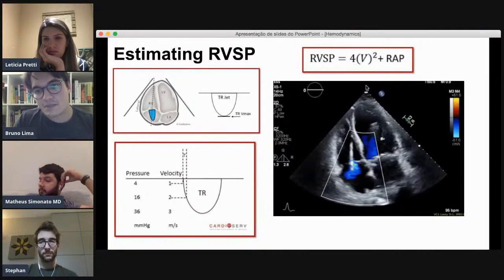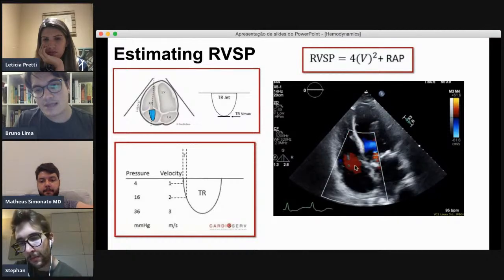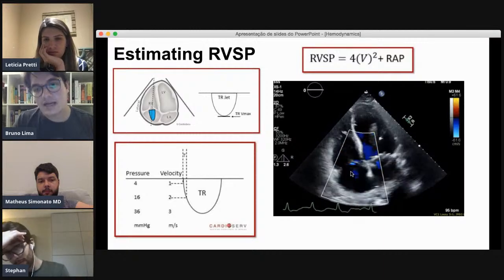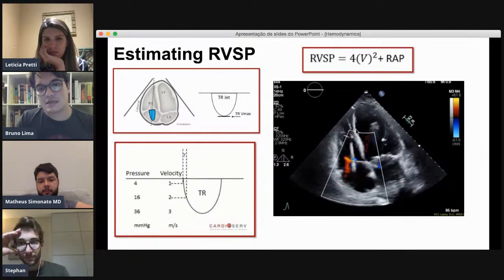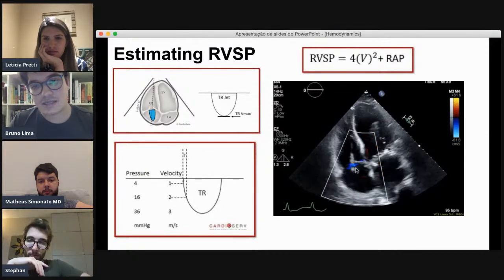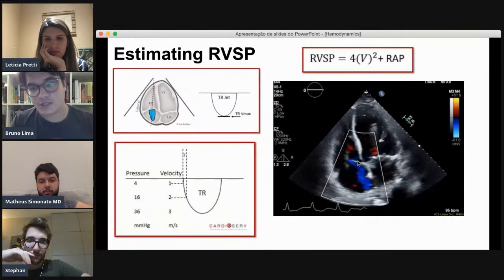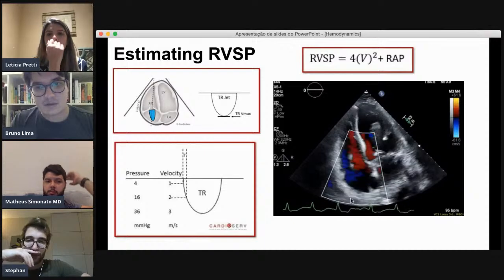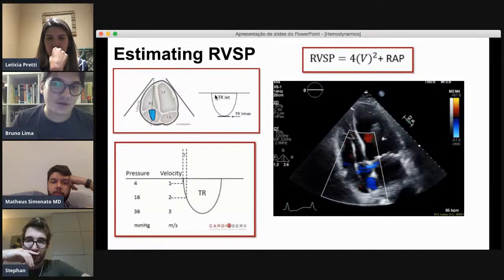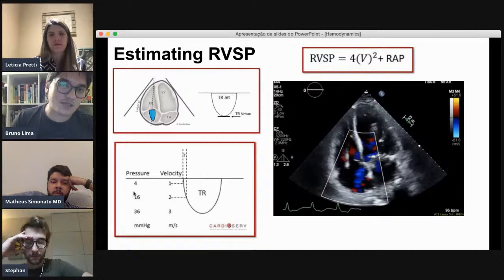Here you can see that the probe is here. Anything that is red is going towards the probe. Anything that is blue is going away from the probe. And here you see what they call aliasing, whenever there is turbulent flow. In this case, this is the patient I showed you before, with an ICD lead and some tricuspid regurgitation. If you put continuous wave Doppler here, we can see the jet of the tricuspid regurgitation, get the velocity, and use 4V squared to estimate the pressure.